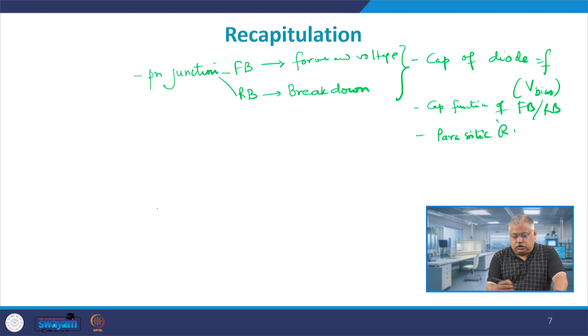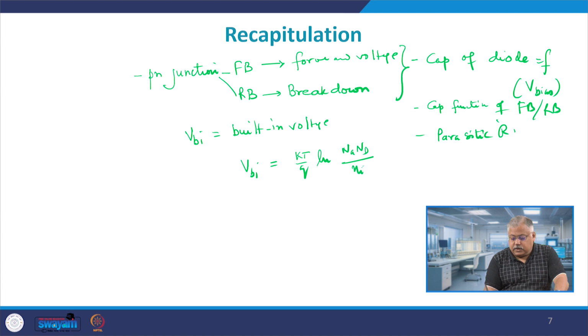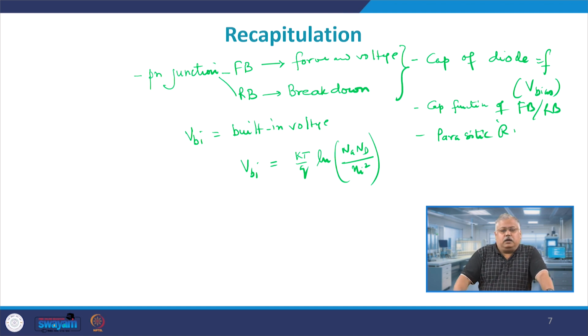We finally also looked into the concept of V built in, the built in voltage, and how it is referred to. So, built in voltage is numerically given as kT by q, ln of N_A N_D by n_i squared. This is how you define V built in, right. So, the higher the value of N_A N_D, the more will be the value of V built in which you will require. These are all very fundamental device level understanding which you should gather while going through this course.